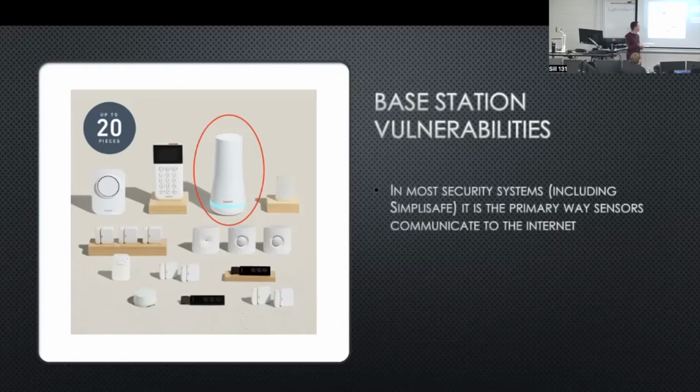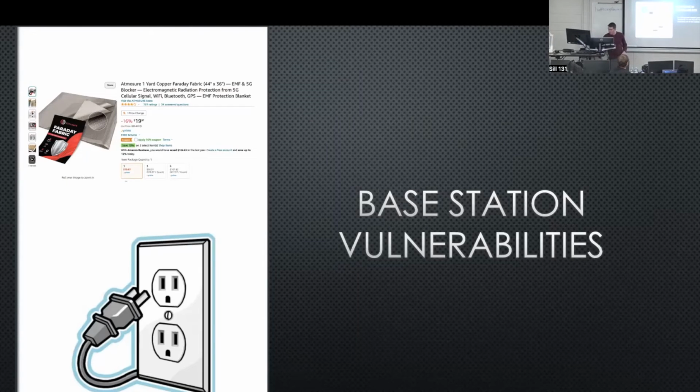Sorry about that. Okay, so some of the base station vulnerabilities. This is going to be a big point of contact for a lot of people, because all of these sensors that you see here, and again, it says up to 20 pieces, all communicate through this base station. So the only way that you're going to get a notification on your phone or know that anybody's breaking in is through this base station. Some ways to get around it are as simple as Faraday fabric or a bag. You just put it over the base station, done. Nothing's talking to the station and nothing's getting out of the station to talk to any sensors.